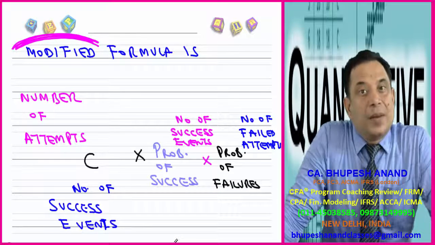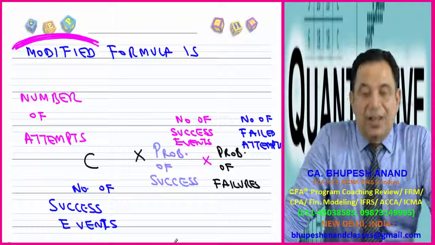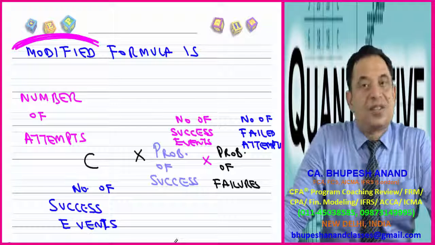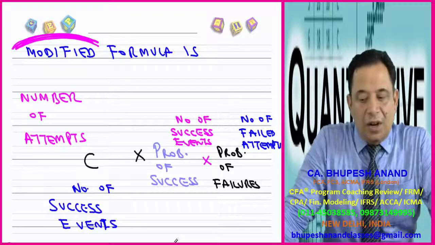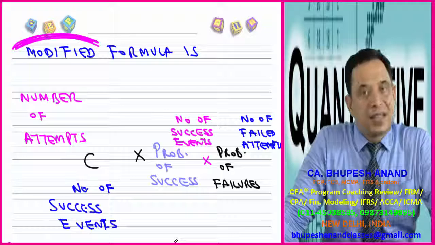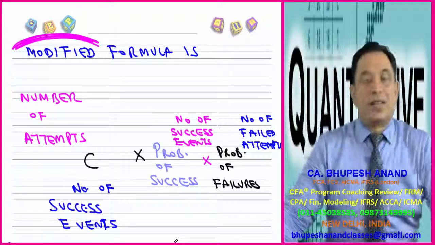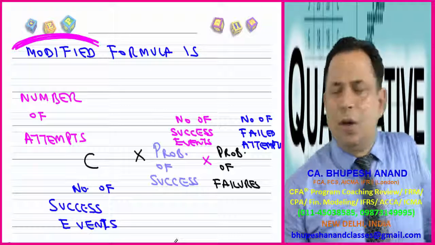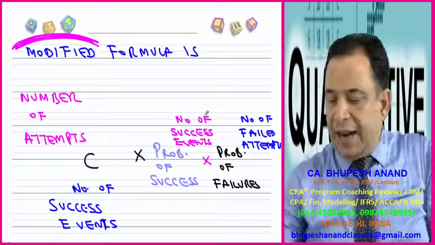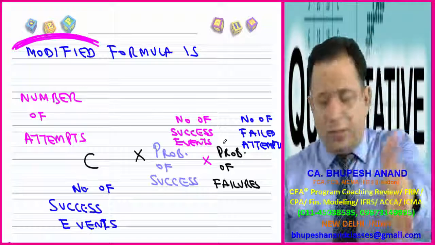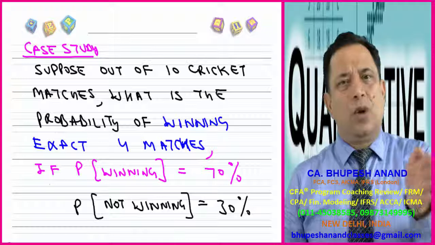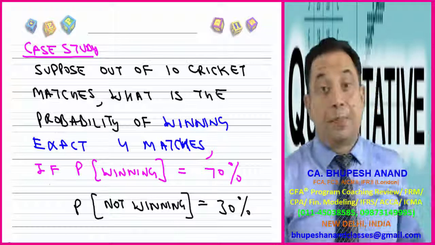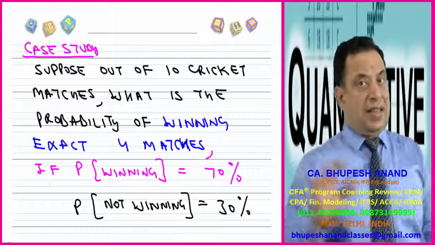I have told you the meaning of combination and probability in the last lecture. We can use combination, the nCr button is there in the calculator. Number of attempts combination, number of success events, into probability of success raised to the power number of success events, into probability of failure raised to the power number of failed attempts. Again, I am not telling you the intent behind this. Very easy. Firstly, we will do one case study, and then I will explain how I can learn it and get the intent of this formula. Just please focus for the coming 2 minutes on this case study.